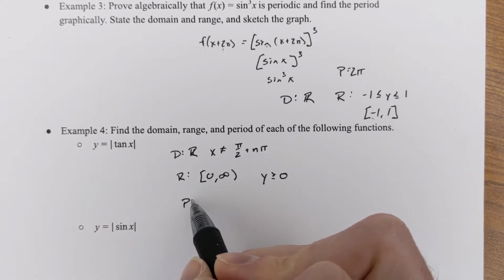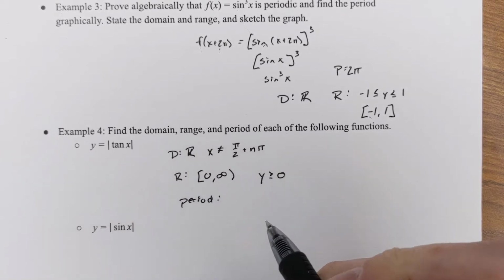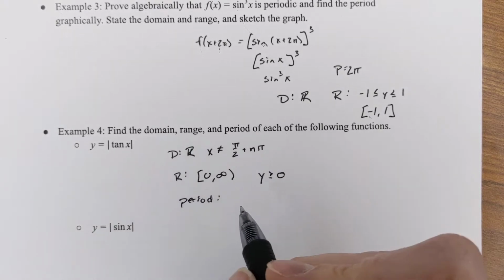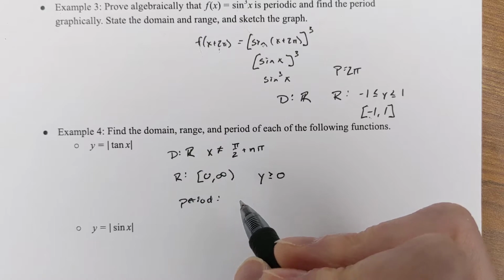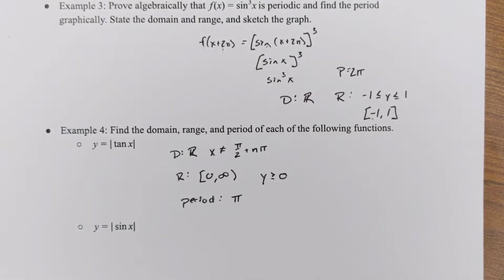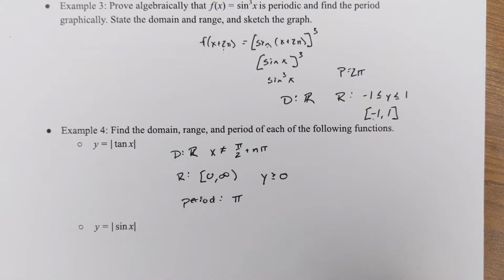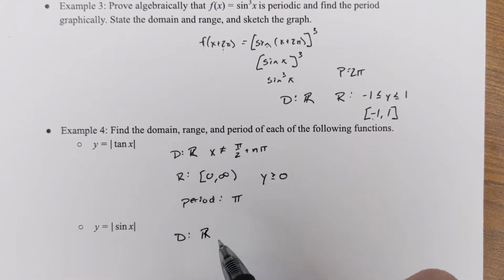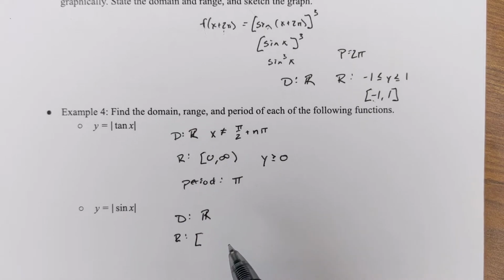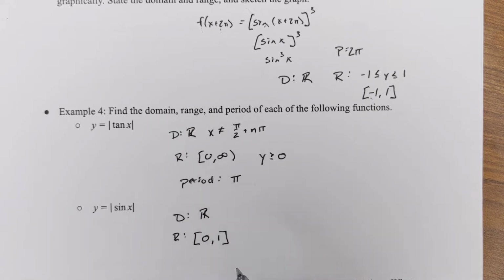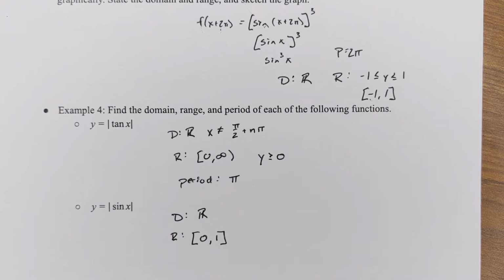And the period, since we didn't change anything, is the same thing as before. Tangent repeats every pi units, so the period of this function is pi. Okay, absolute value of sine x. Domain is all reals. You can plug anything into sine. The range: absolute value has to stay positive, but sine never goes more than 1, so the range for this function is between 0 and 1. And then the period, let's look at the graph.